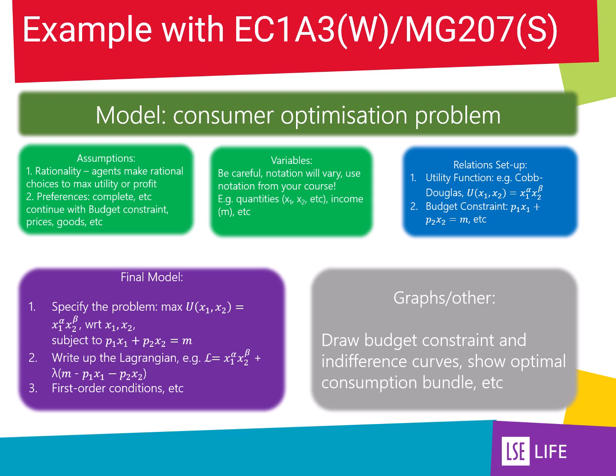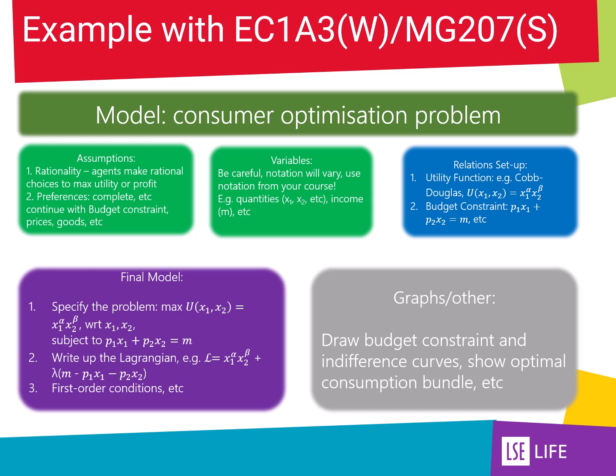The first example again comes from EC1A3, and this is the consumer optimization problem. Some very basic assumptions, rules of the world, are rationality. We assume that agents are making rational choices, because otherwise we would not be looking to maximize utility. So that's a very important rule of the world for us. Preferences: complete, transitive, etc.